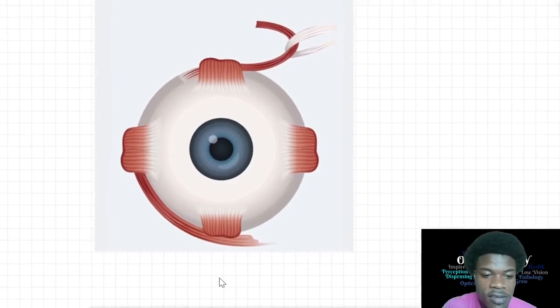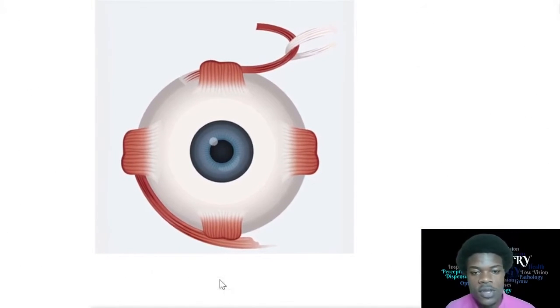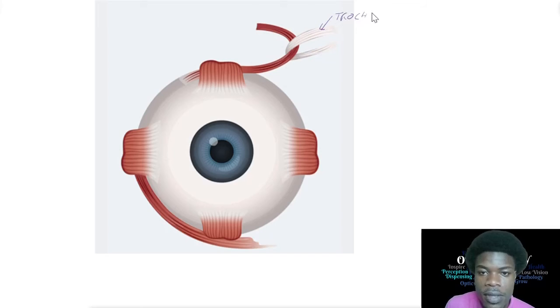insertions themselves. So firstly, before I speak about the insertions, this is the trochlear I was speaking about. It's a pulley system for the superior oblique muscle. So this is the trochlear, spelled with the R as well. So now let's look at the insertions.